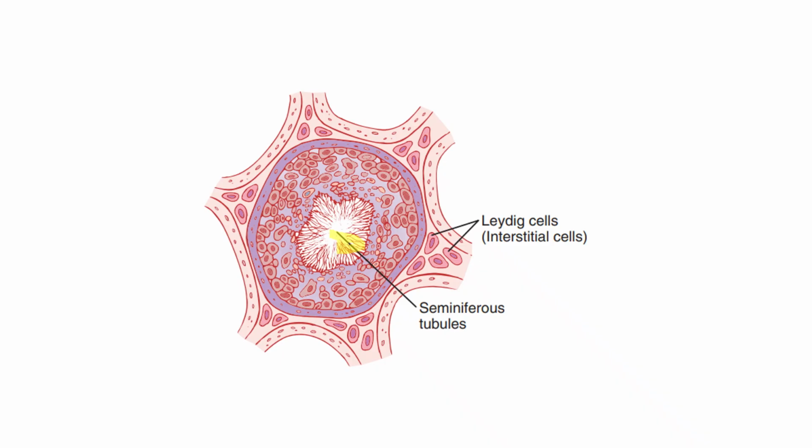The Leydig cells, or interstitial cells, are found in the spaces between the seminiferous tubules, and these cells produce testosterone, which is essential for male sexual development and regulation of spermatogenesis. So spermatogenesis occurs within the seminiferous tubules, and testosterone is produced by Leydig cells located outside the tubule but within the testicular tissue. So this is the structural organization of the testes at the cellular level.